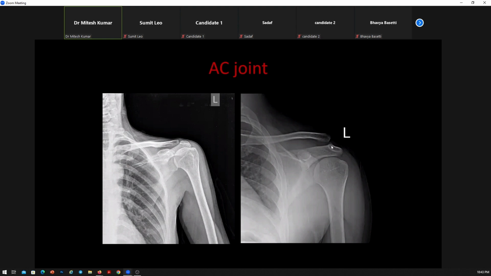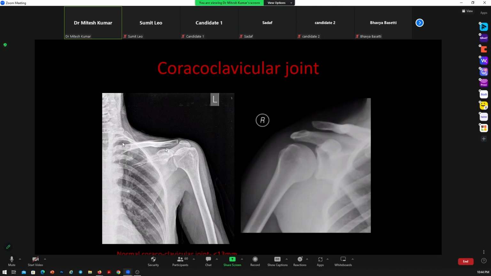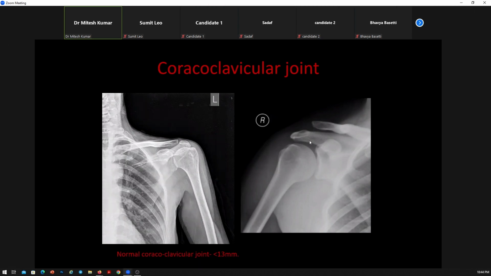For example, this is a clear-cut case of AC joint subluxation. In addition to this, we can also see a widened CC joint. A widened CC joint means coracoclavicular ligament injury. Here again is an example of a normal AC joint and coracoclavicular joint. Here we can see subluxation of the AC joint.